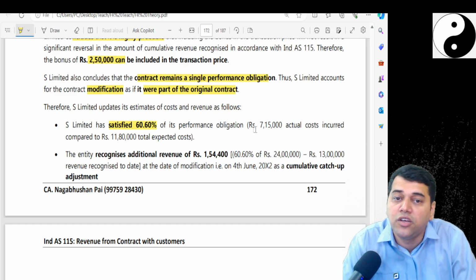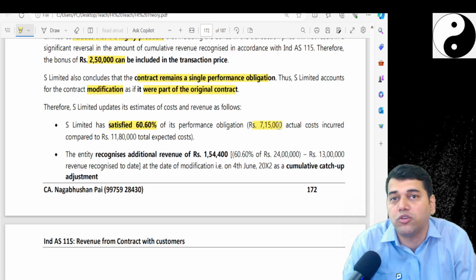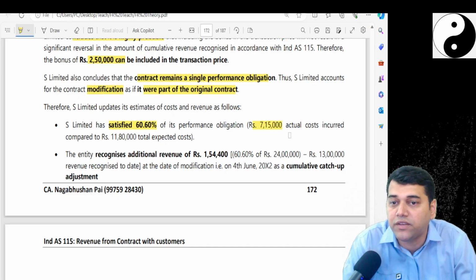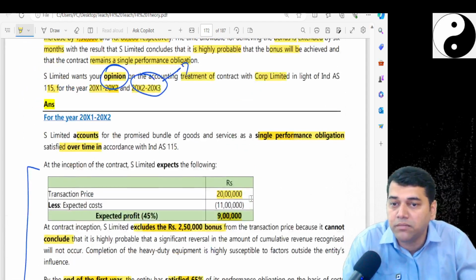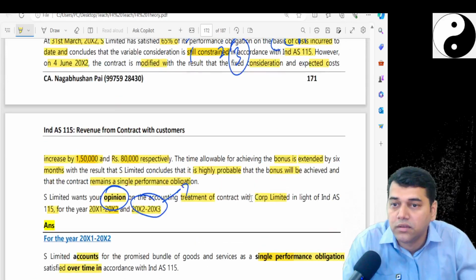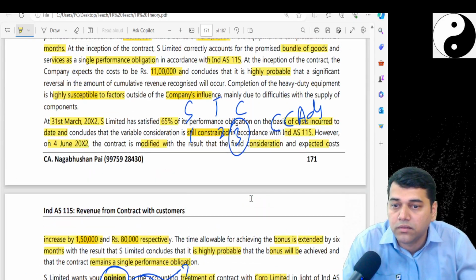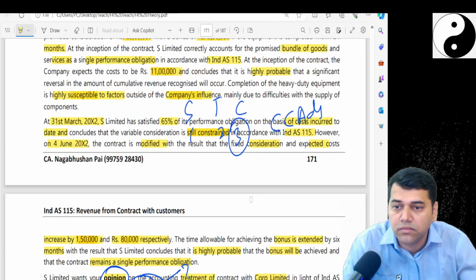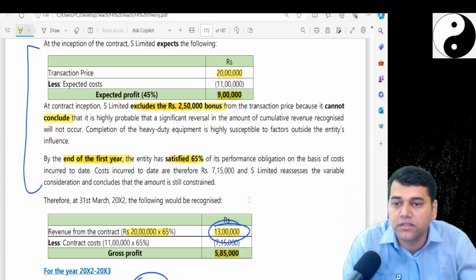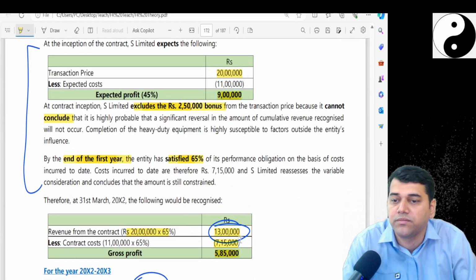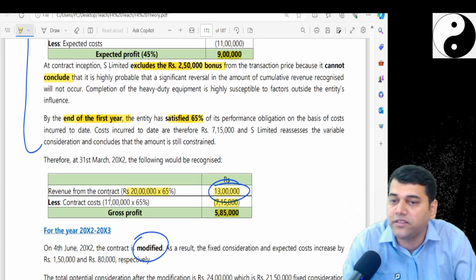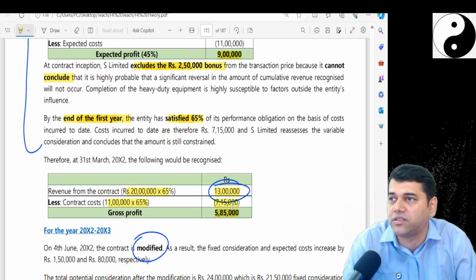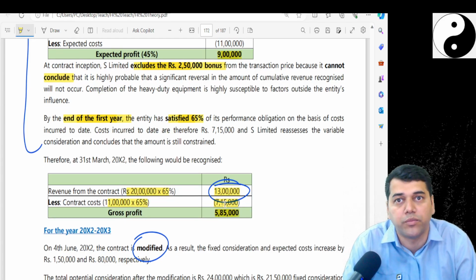They say that rupees 7,15,000 is the actual cost incurred. How did you get this 7,15,000? Do you have the breakup? Did they tell you that 7 lakh 15 somewhere? This is 65% of the contract cost. Okay, this is estimated. No, you thought it is the actual cost incurred in the absence of information.